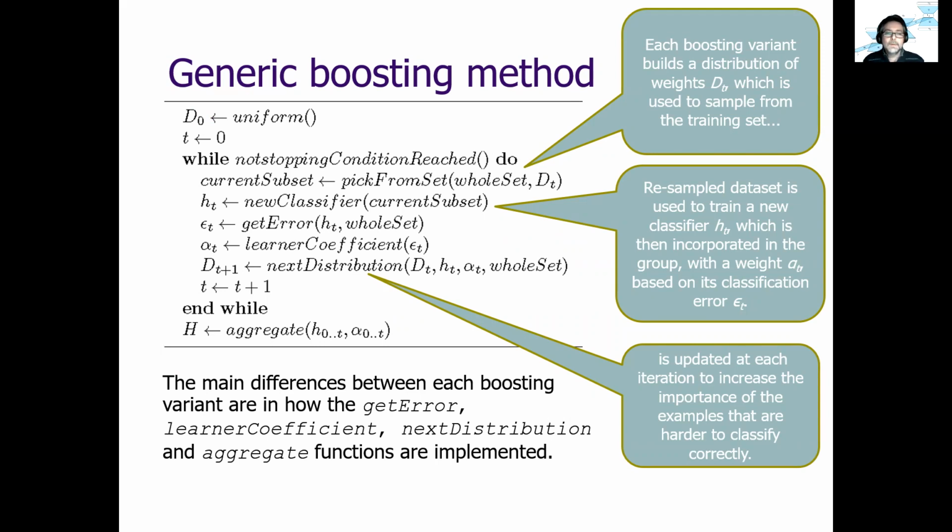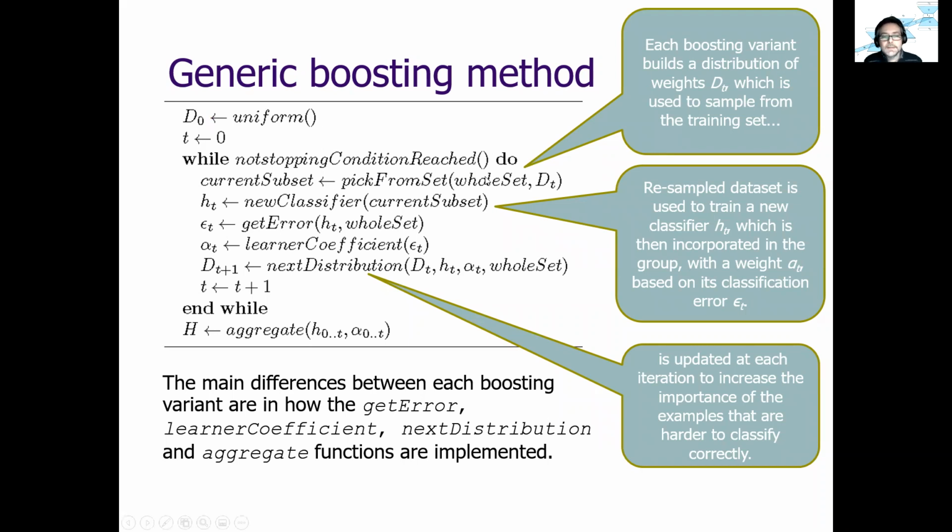So what's the idea? Every boosting algorithm has some important stages, and depending on how you implement these stages, you can produce different variants of boosting. An important parameter that you need to consider is how you build these distributions, the subsets, how you sample the data from your training set.